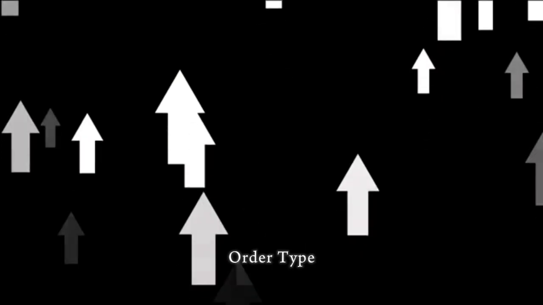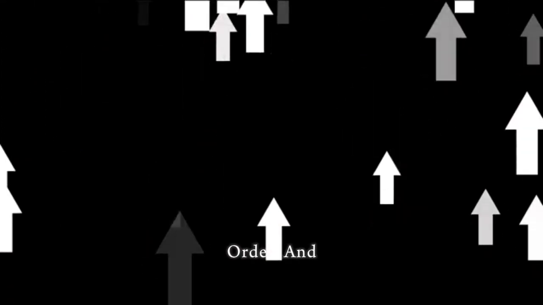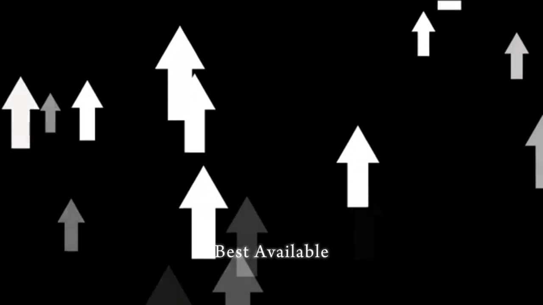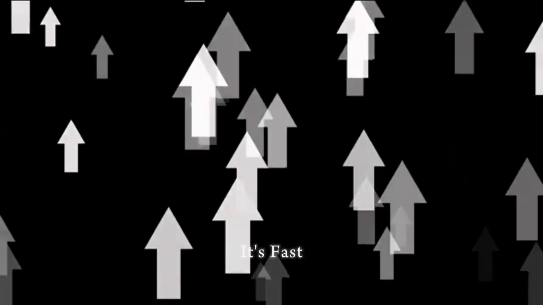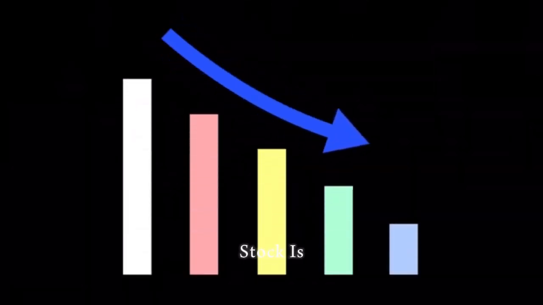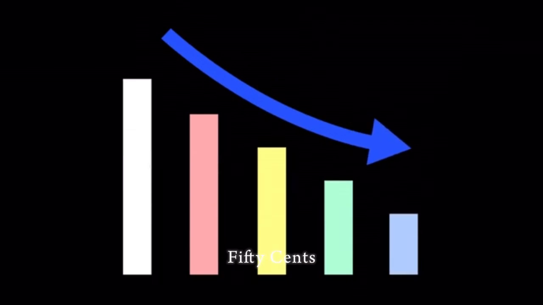Next, you'll choose the order type. For beginners, the two most common are market order and limit order. A market order buys the stock immediately at the best available current price. It's fast and simple. A limit order lets you set a specific price you're willing to pay. For example, if a stock is trading at $10.50, you can set a limit order to buy it only if the price drops to $10 or less.